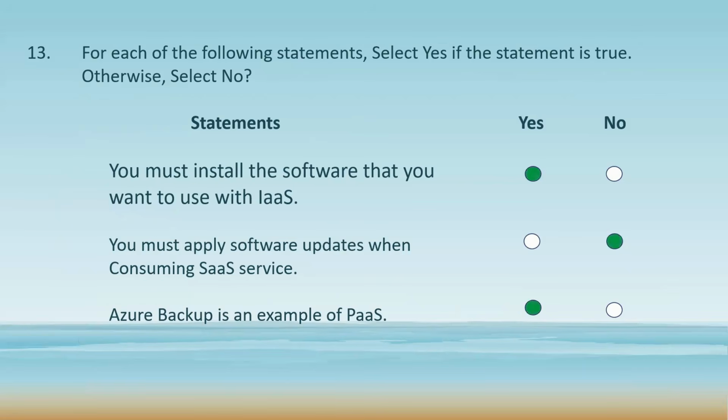So the correct options are on your screen. With IaaS, you are responsible for installing and managing the software on top of infrastructure, so the statement is true. The second statement is false, as with SaaS the vendor is responsible for managing the underlying software and hardware, and consumers just subscribe to the service. Azure Backup is an example of a PaaS service.